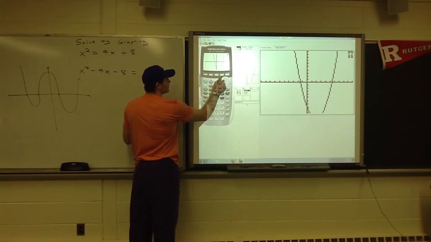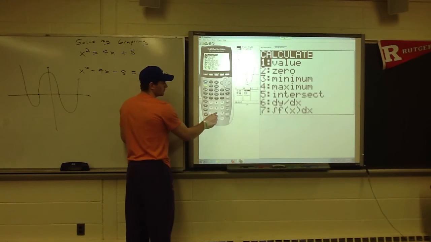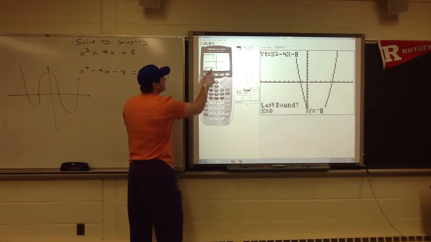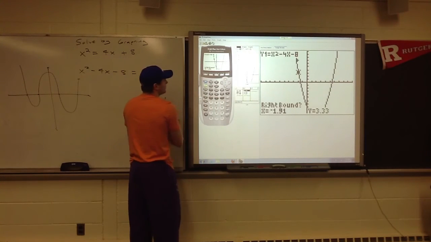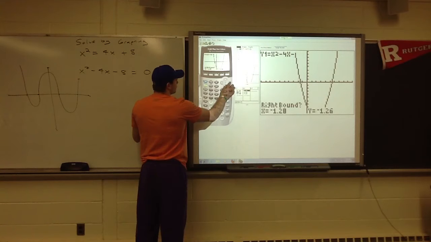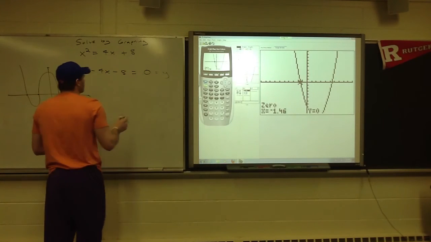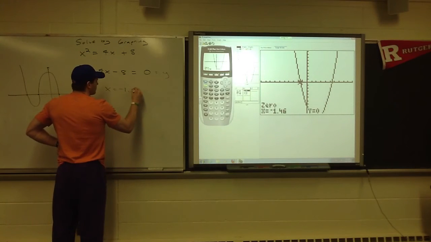So we want to calculate zeros. And the calculator asks us left bound. So we want to be to the left of our first solution. So we simply climb the parabola and make sure that we're to the left. We hit enter, and then it says please go to the right. And we're to the right. It wants us to guess, and we hit yes. So our first 0 is x equals negative 1.46.